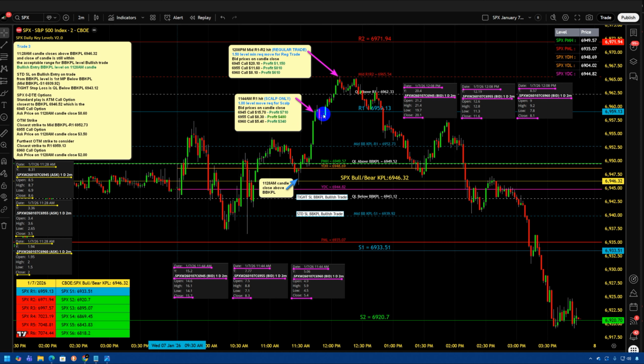Here, after a brief stutter step, it tests again and closes above the R1 and then begins its trajectory up to the mid R1, R2 level. And you can see here the wick of this candle actually hits and goes very slightly above the R1, R2 midpoint level. Now this is our 1.5 level minimum required move for a regular trade.